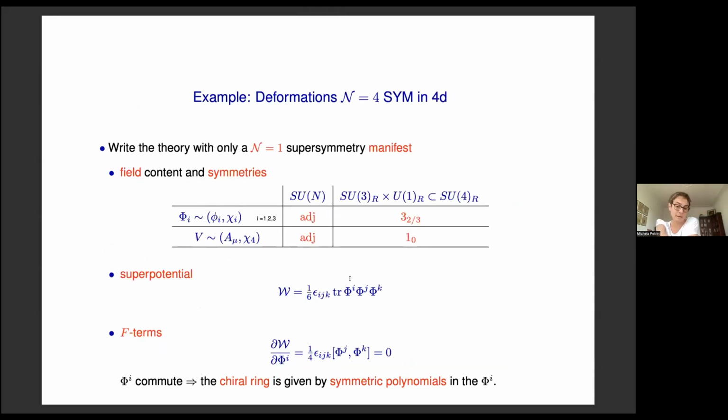So let's see the prototypical example, which is N=4 super Yang-Mills. We pick an N=1 supersymmetry. So in N=1 superfields, the field content of the theory can be arranged into 3 chiral superfields, which are in the adjoint of SU(N) and transform non-trivially under the part of the R symmetry which is manifest, so SU(3) times U(1) R. And then we have the gauge superfield, which is uncharged under the R symmetry and still in the adjoint. The theory has a superpotential, which corresponds to an antisymmetric product of the three chiral superfields. If we look at the F terms, the F term condition tells us that the fields commute. And so the chiral ring is simply given by all the symmetric polynomials in the scalars phi.